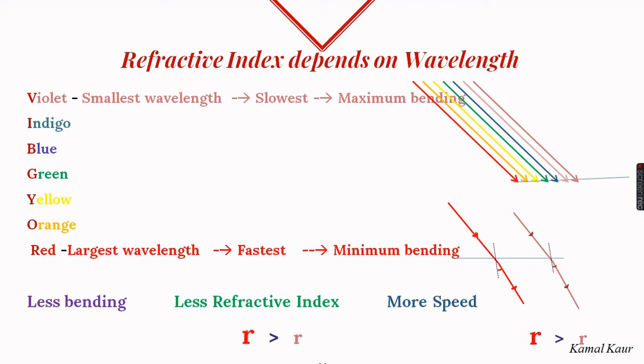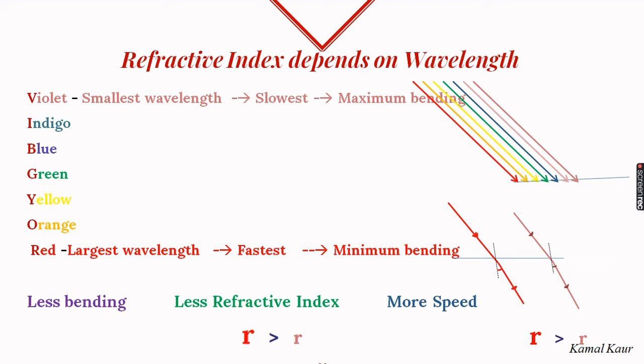Let's make a mind map here. Consider only the red colored ray. If there is less bending, it means there is less refractive index, which means the speed of light is more, and in all the 3 cases, the angle of refraction will be larger. So we can relate the angle of refraction with these 3 things. Remember this clearly because it is going to help us in solving some problems related to the refractive index.